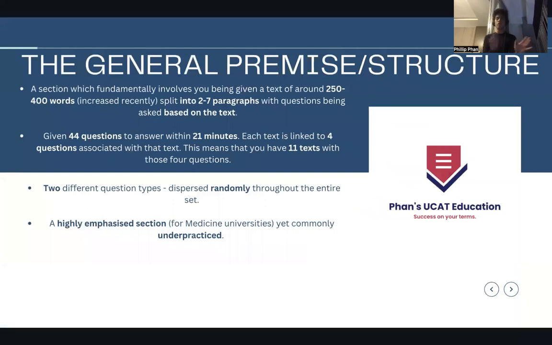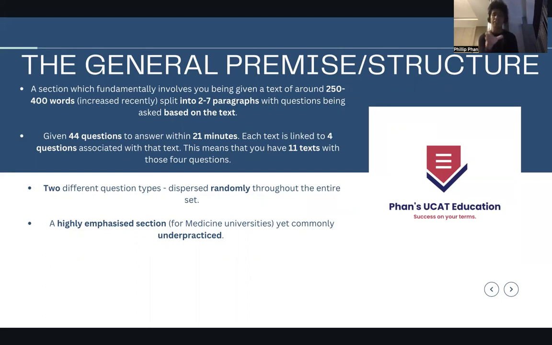So what is the general premise and structure for verbal reasoning for the UCAT? The general premise is that you have a text of 250 to 400 words. This has been increased recently, at least for Australians. They used to make the text very short, but because they're worried about people scoring too well, they made it longer. You're going to see this reflected in the UK as well.